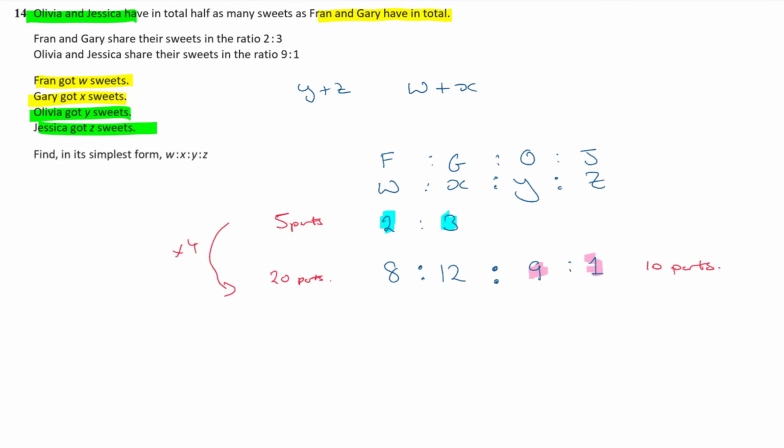Okay, so this then should be the complete ratio: Fran, Gary, Olivia, Jessica, 8, 12, 9 and 1. So finding its simplest form, w, x, y and z, I think that's it, isn't it? Okay, can I simplify it down? I can't, because I've got a 1 on the end there, so I'm not going to be able to simplify it any more than it already is. Okay, so that is the final form: 8 to 12 to 9 to 1.